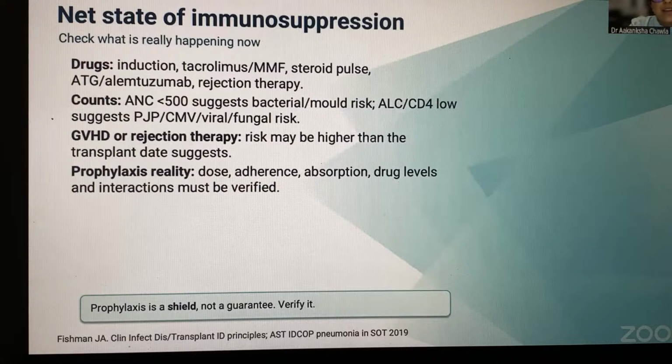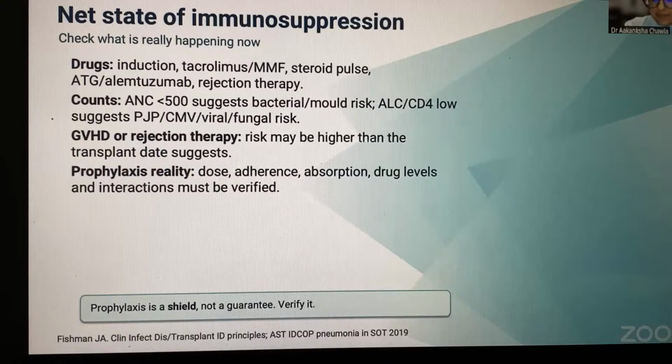And prophylaxis reality, this is very important to understand that you've given prophylaxis, but you need to know the correct dose that you've put, the adherence, whether the patient is actually following or not, and is there any factor which is hindering the absorption of the drug, or any drug interaction, or any other drug that the patient is on which could prevent the prophylactic drug or specific prophylaxis that you've started from its appropriate absorption.